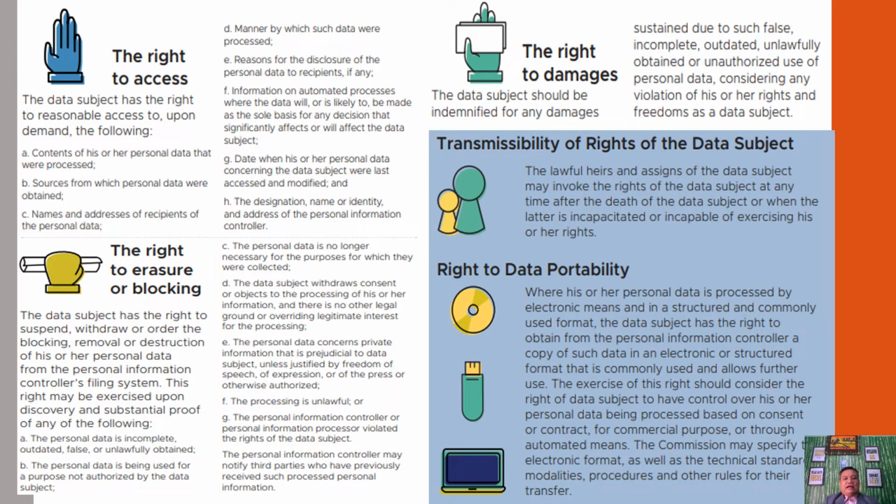The right to damages. The data subject should be indemnified for any damages sustained due to such false, incomplete, outdated, unlawfully obtained, or unauthorized use of personal data, considering any violation of his or her rights and freedoms as a data subject. So, transmissibility of rights of the data subjects and right to data portability.